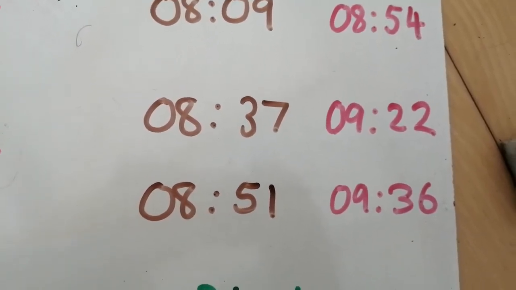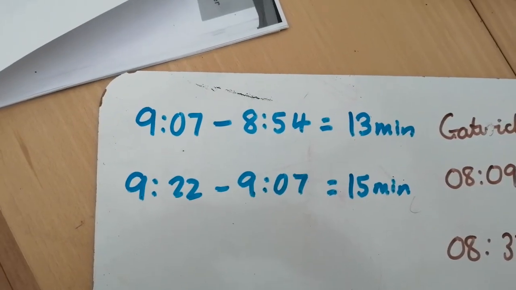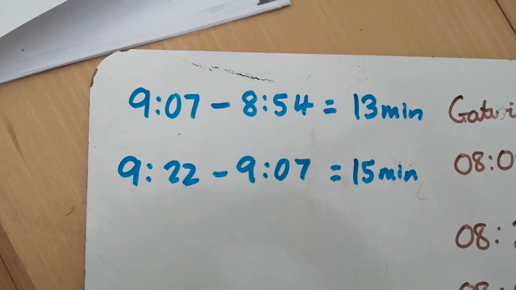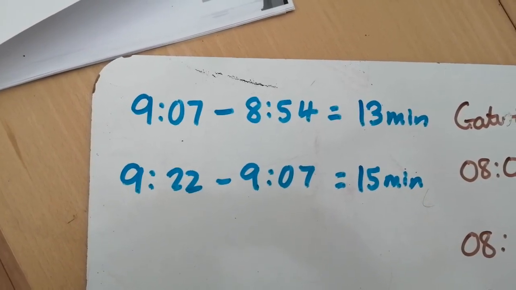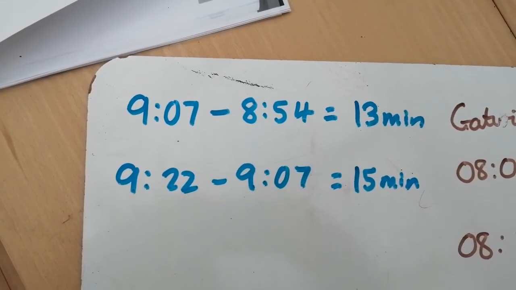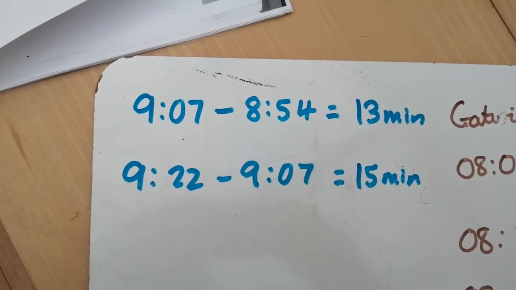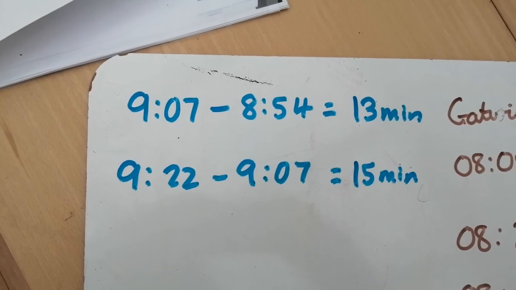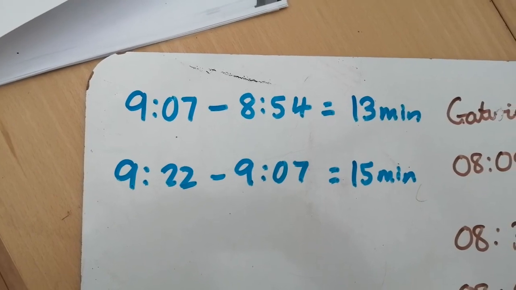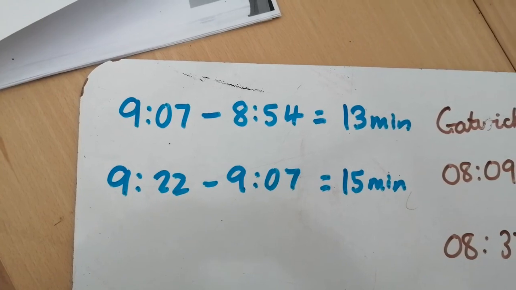So which one of those is closest to 9:07? And it's going to be one of the first two, isn't it? So with the first one, I've taken 9:07 and I've counted backwards to 8:54 and I've discovered that there's 13 minutes. For the second one, I've taken 9:22, which is my new arrival time, and counted backwards to 9:07 and found 15 minutes. And so therefore, the best train to get would be that very first one, especially if you're catching a plane at 9:07 and you don't want to be late.